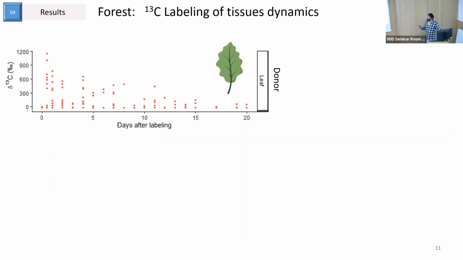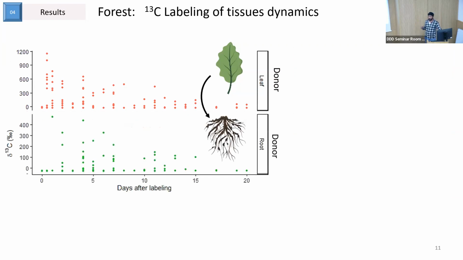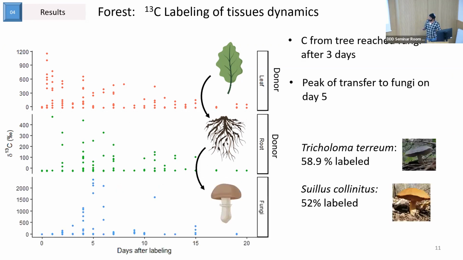So here we see some results from, again, labeling of the different tissues. We see already after 1 day that the leaf got labeled carbon inside of it. So it means that it fixed the carbon dioxide. Later, we see that this carbon was transferred to the roots of the donor tree. And later we also located it in the sporocarps adjacent to this tree, peaking at day 5. Overall, about half of the fungi sporocarps that we collected had labeling inside.